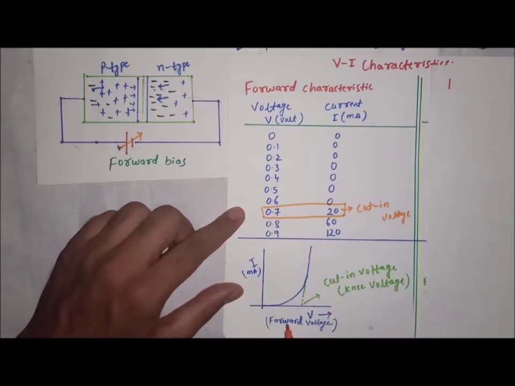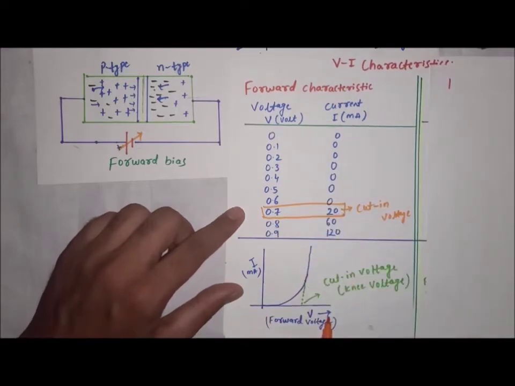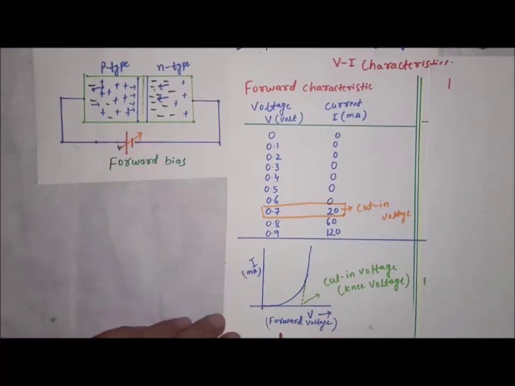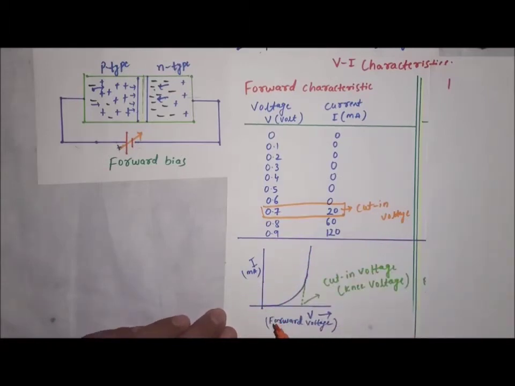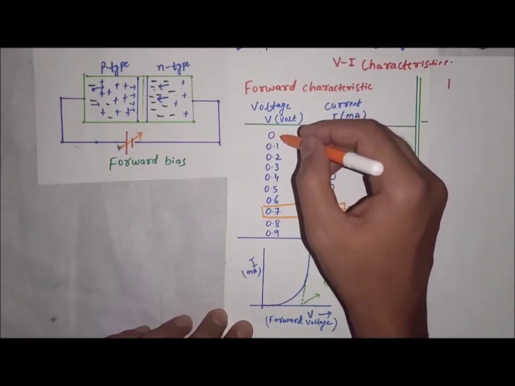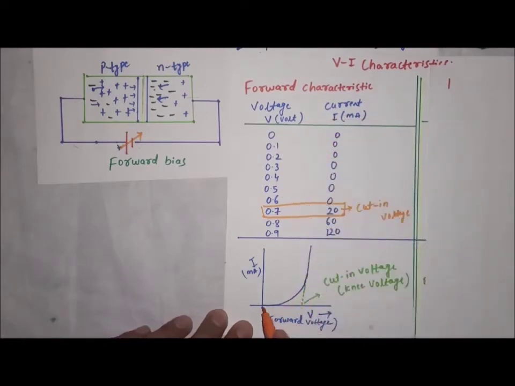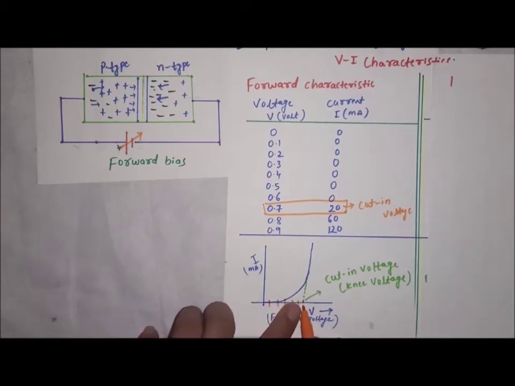So I will take voltage along this axis, the x-axis, and current along the y-axis. And this voltage in forward bias is called the forward voltage, and the current we are getting is in the order of milliamperes. Now as the voltage is increasing till around 0.7 volt, there is no current at all. But once you reach the voltage of 0.7 volt, the current increases suddenly.